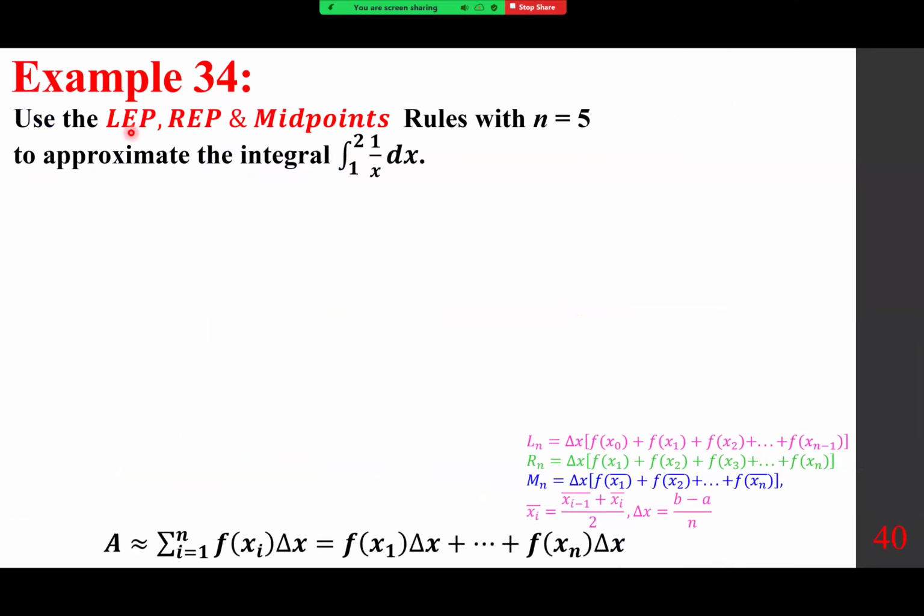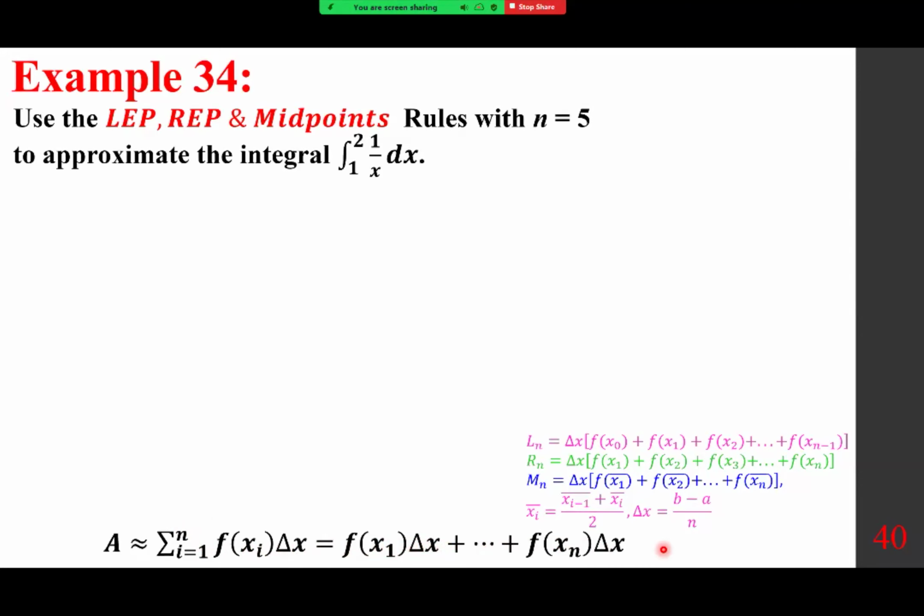Use the left endpoints, right endpoints, and midpoints rules with n equals 5 to approximate the integral from 1 to 2 of 1 over x dx. And here's the rule, which is really the summation known as a Riemann sum. A is approximated by the sum from i equals 1 to n of f of x sub i times delta x: f of x sub 1 times delta x all the way to f of x sub n times delta x.